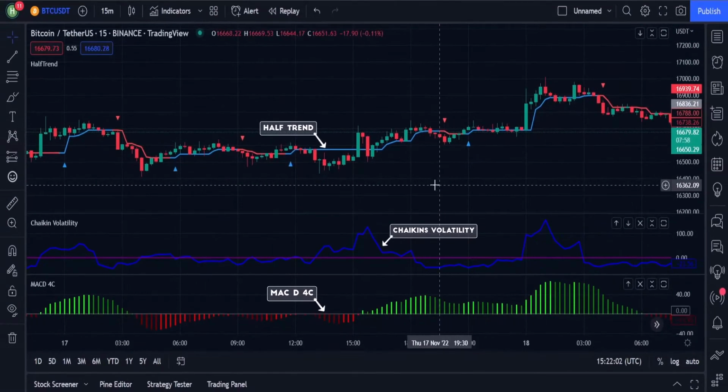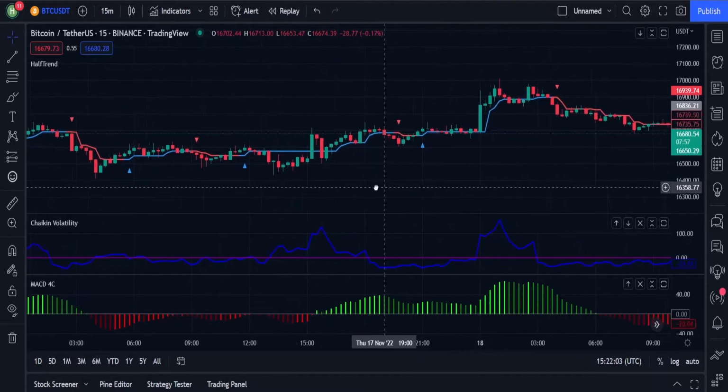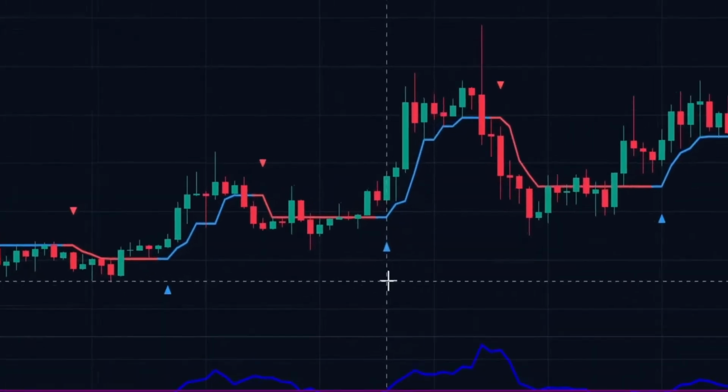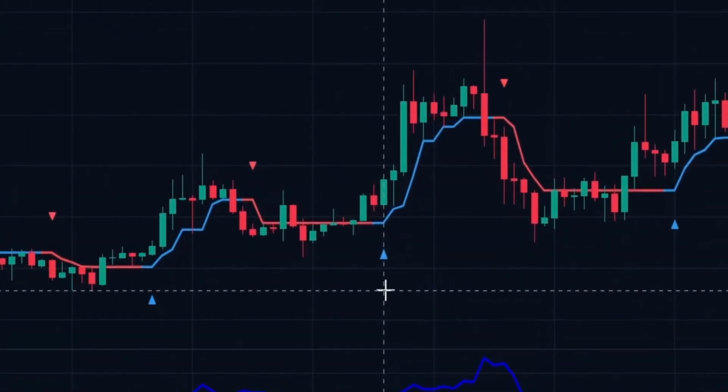Now we know the major roles these indicators play. So now let's get into our trading rules. For a buy signal to be valid, we first need to have a blue arrow appear on our half trend indicator. We can see we have a blue arrow here.